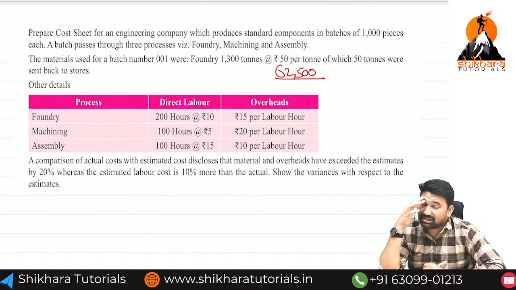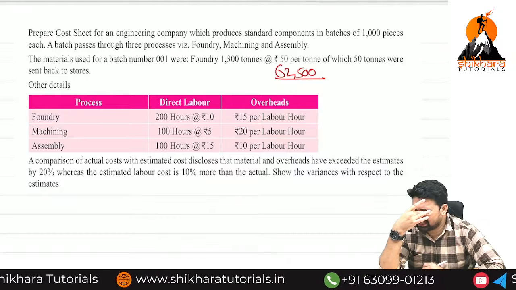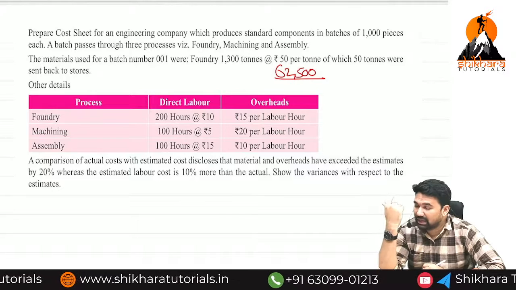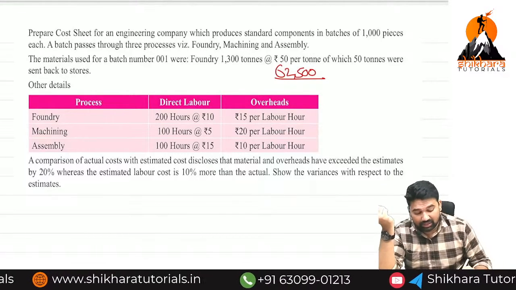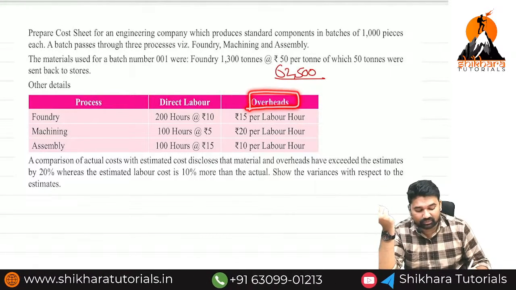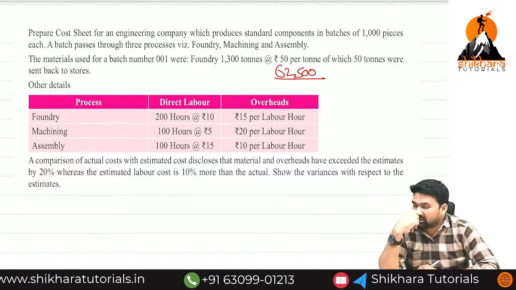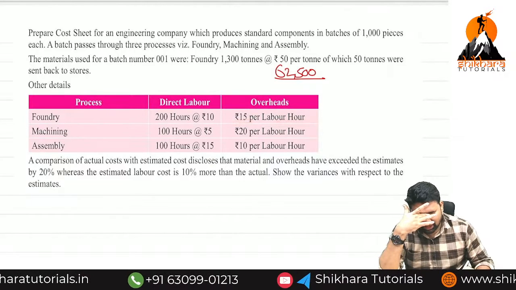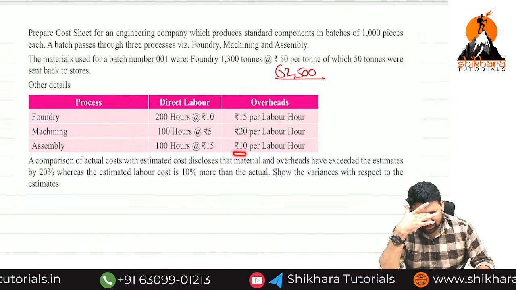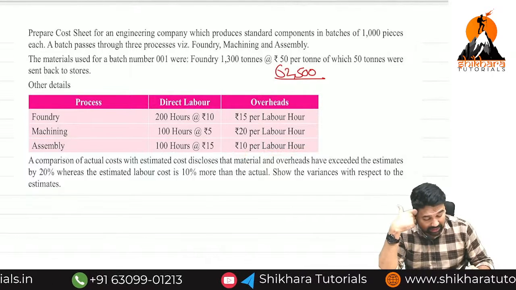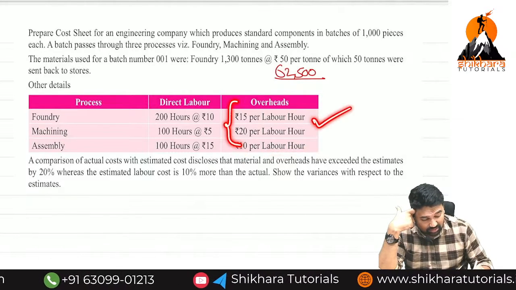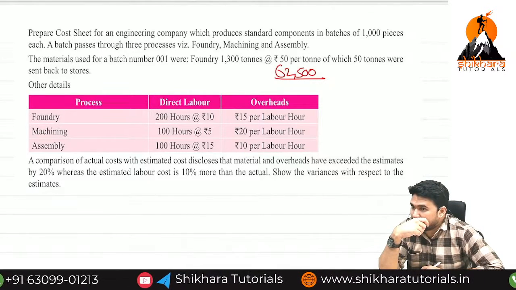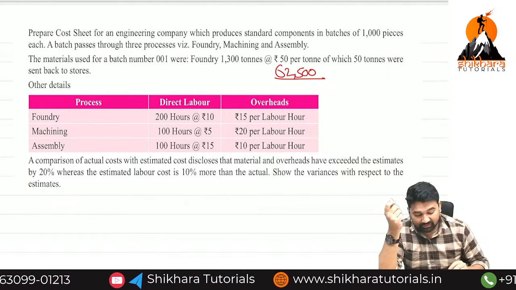Okay, so these are the direct material details and direct labor details, and then the overheads are given. The overheads are foundry 15 per labor hour, machining 20 per labor hour, assembly 10 per labor hour. So in this way, overheads details are also furnished. Clear? So now listen carefully.